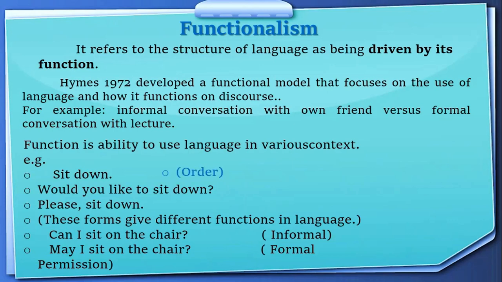When we say "Sit down," this is an order. If someone says, "Would you like to sit down?" this is a question. And "Please sit down" is a request. So every structure of language has its own function. Sometimes it is an order, a question, or a request. These forms give different functions in language. "Can I sit on the chair?" "May I sit on the chair?" These are informal and formal permission. So the same language or message can have different functions.